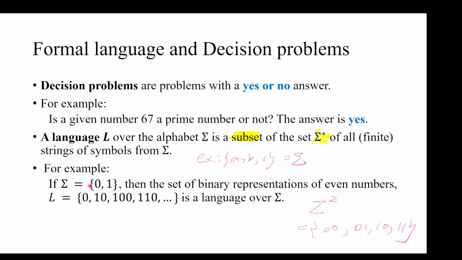So we have alphabet equal to {0, 1}, which just means whatever string consists of 0 and 1, whatever binary string. And then we can have a language that represents all binary representations of even numbers. One possible language L is this subset of infinite size: 0, 10, 100, 110, and so on. So whatever string ends with 0, this is a possible language.